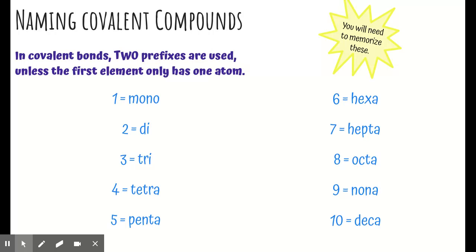You can use a prefix on the first word and the second word, and then you change the ending to IDE. The only time you will not use a prefix is if the first element is just 1. You would never say mono on the first word. Okay, so mono only applies to the second word. But beyond that, you can put these prefixes on both words, and the subscript will tell you which prefix to use.